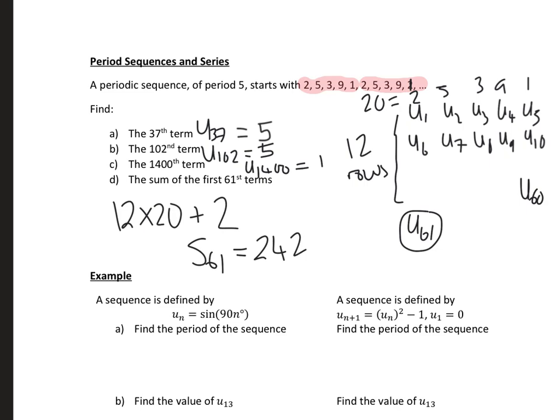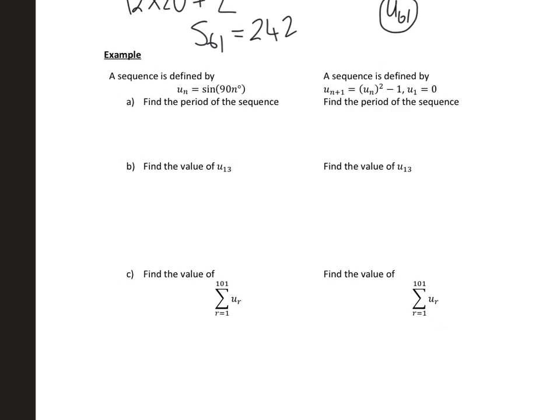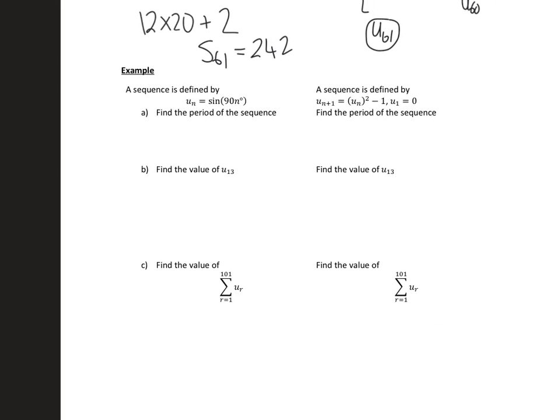Yeah, periodic sequences are really nice if you think of them as columns and rows. So here's 2 for you to have a try yourself. So maybe pause it and try them, and then check your answers.